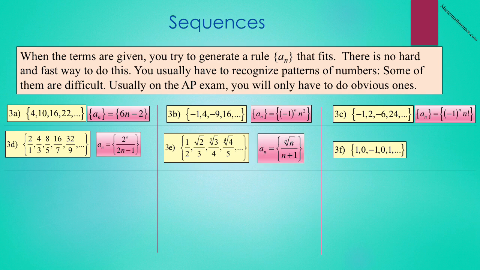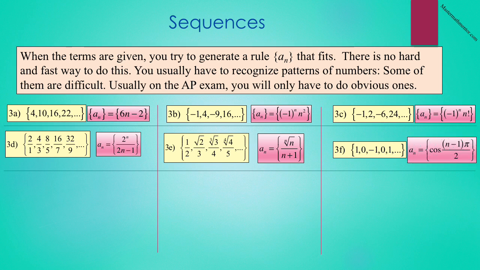3e reads 1/2, the square root of 2 over 3, the cube root of 3 over 4, the fourth root of 4 over 5, ... The numerators are just the nth roots of n, while the denominators are the integers starting with 2, and that would make the sequence the nth root of n over n plus 1.